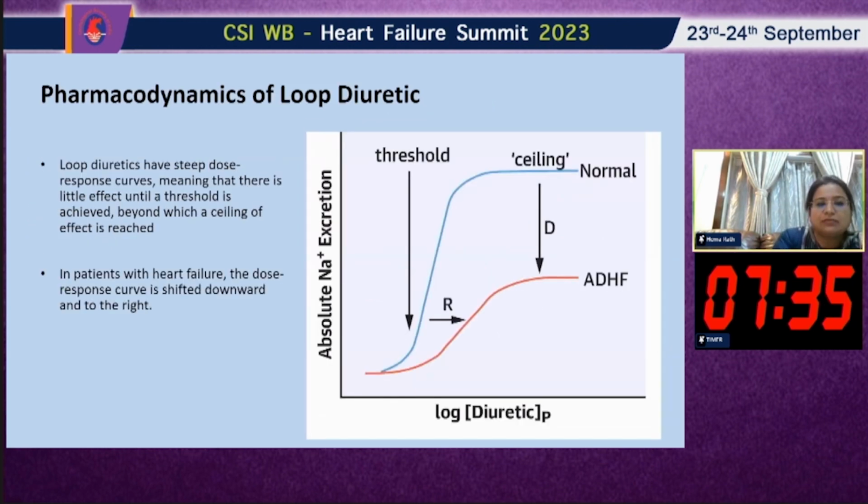So what is this pharmacodynamics for which we have to follow with the higher dose and low dose? It has a steep dose response curve, meaning that there is little effect until the threshold is achieved, beyond which the ceiling effect is reached. So normally in acute decompensated heart failure, the curve is shifted down and right. So you have to give a loop diuretic until the ceiling effect has been reached for the efficient sodium excretion.